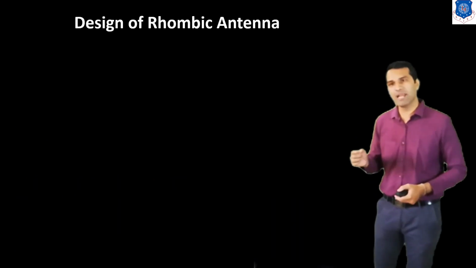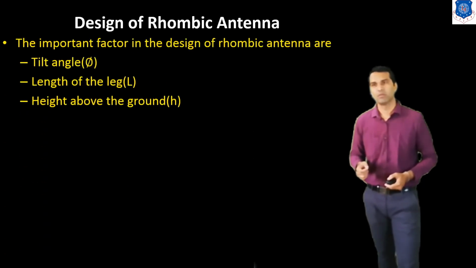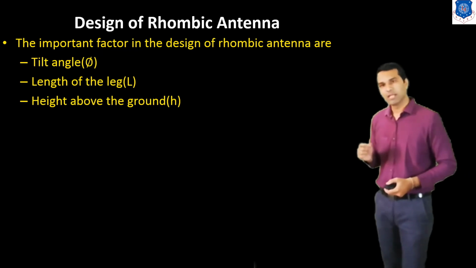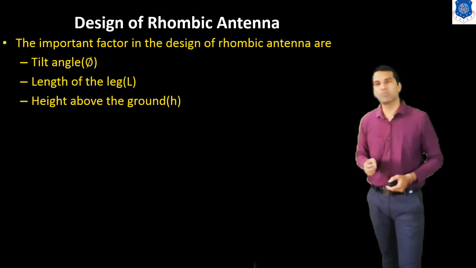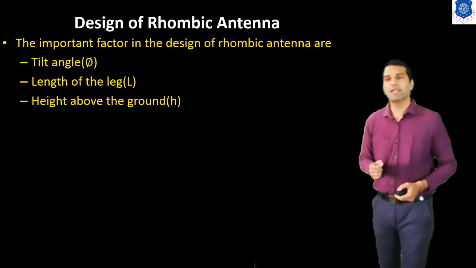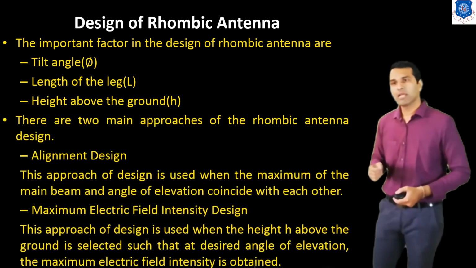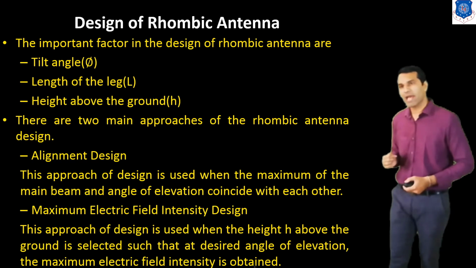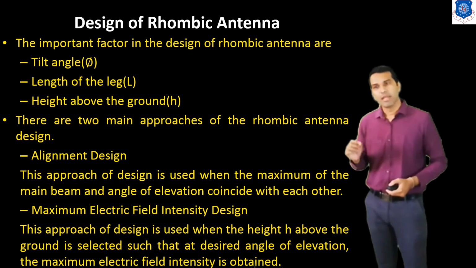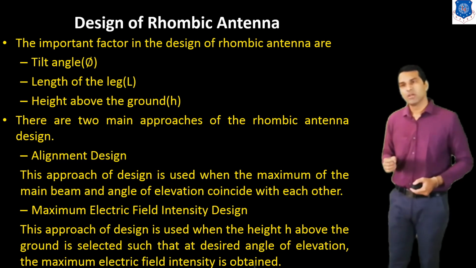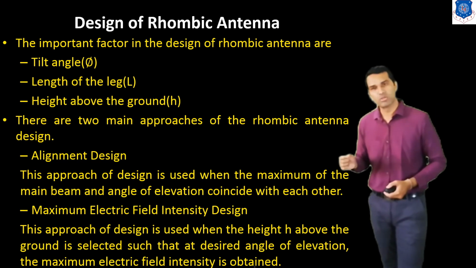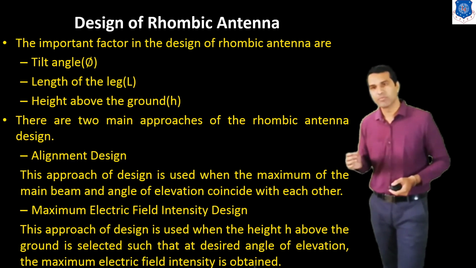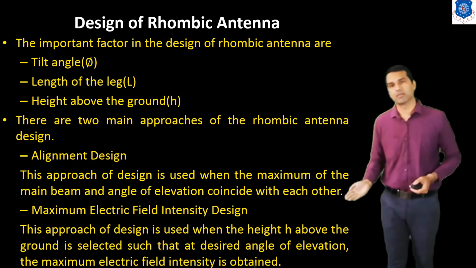Now we discuss the designing of the rhombic antenna. The important factors in the designing of the rhombic antenna are the tilt angle, second the length of the leg, and third the height above the ground. There are two main approaches to rhombic antenna design. The first approach is the element design. That means this approach of the design is used when the maximum of the main beam and the angle of elevation coincide with each other.